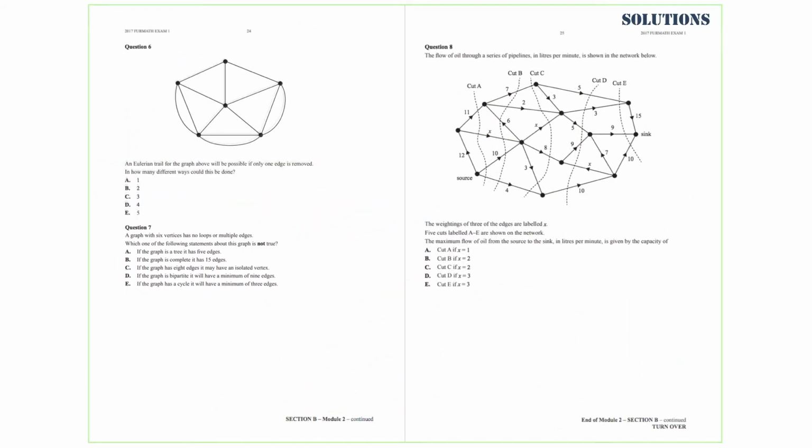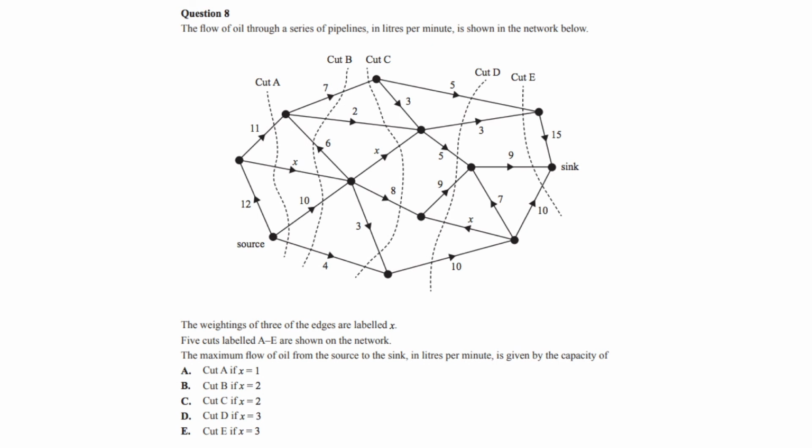Question 8. The flow of oil through a series of pipelines in liters per minute is shown in the network below. The weightings of 3 of the edges are labeled X. Five cuts labeled A to E are shown on the network. We are asked to determine which one of the cuts gives the maximum flow of oil from source to sink in liters per minute. So we need to determine the minimum cut.